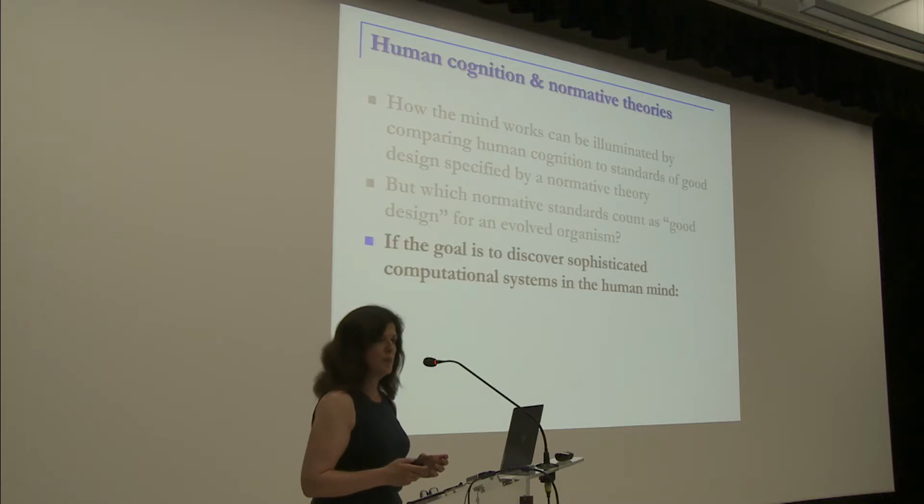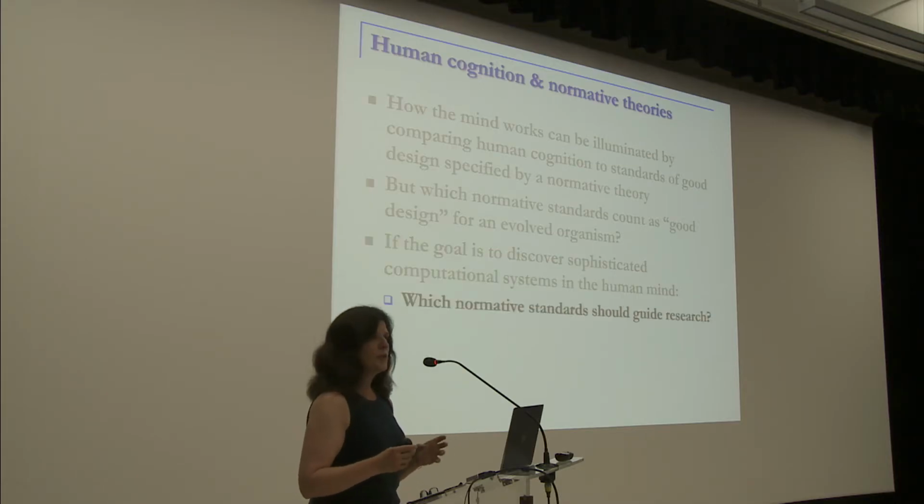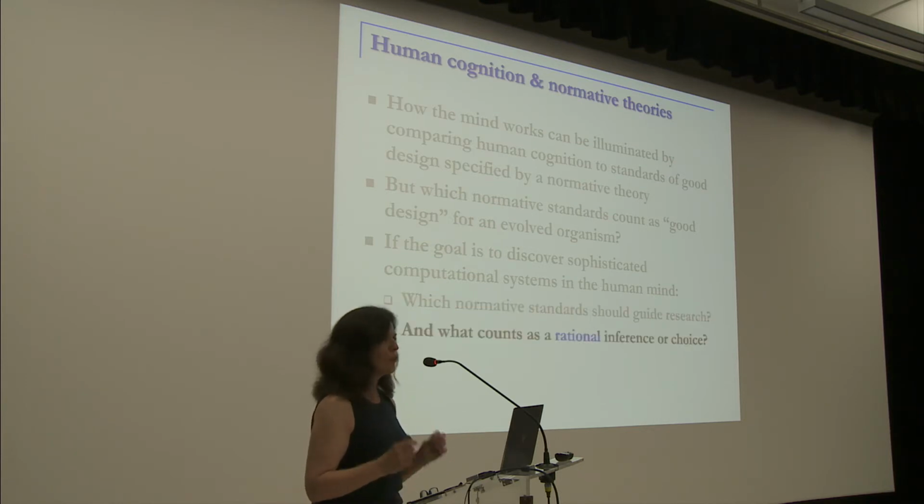As many of you know, human cognition, how the mind works, can be and has been illuminated by comparing human cognition to standards of good design that are specified by a normative theory. But the question is, which normative standards count as good design for an evolved organism? If the goal is to discover sophisticated computational systems in the human mind, which normative standards should guide research? And what counts as a rational inference?